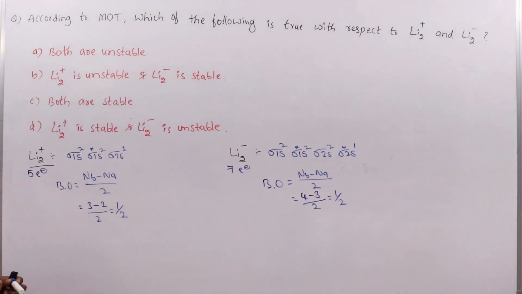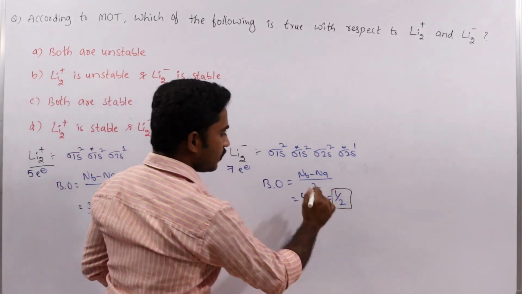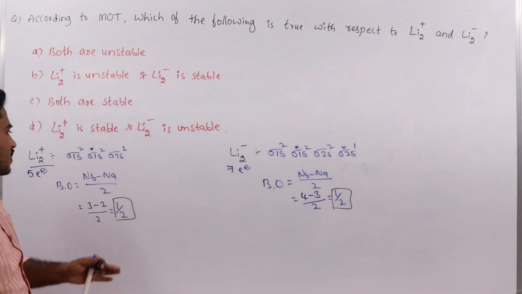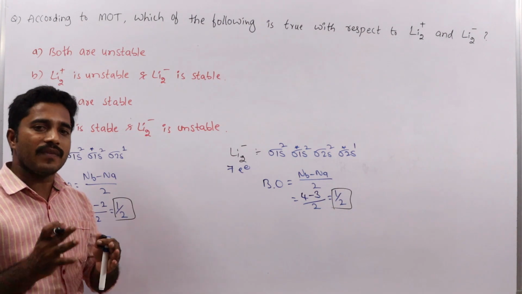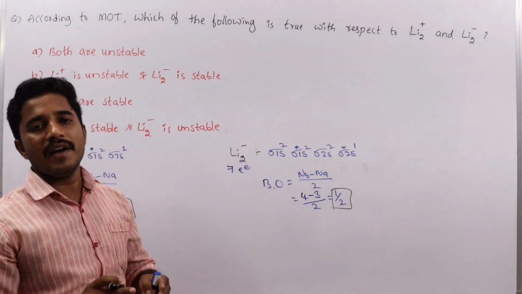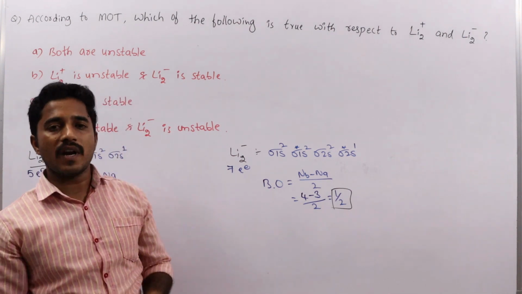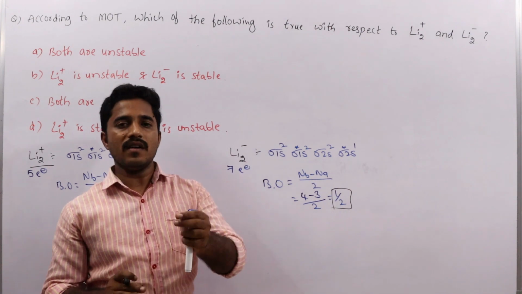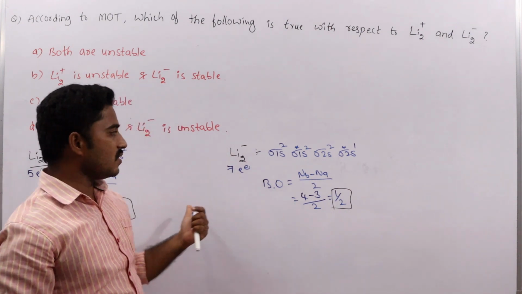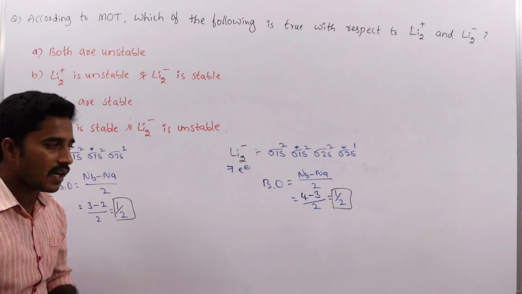Here these two species have the same bond order, that is 1/2 and 1/2. That's why, when species have the same bond order, the stability depends upon the number of electrons present in the antibonding molecular orbital. The species with more antibonding molecular orbital electrons is unstable. Here you see in these two species, which one has more antibonding molecular orbital electrons?